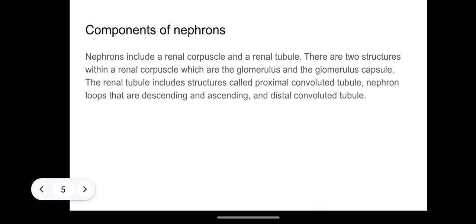Alright, components of nephrons. Nephrons include a renal corpuscle and a renal tubule. There are two structures within the renal corpuscle. These are the glomerulus and the glomerular capsule. Now, the renal tubule includes structures called the proximal convoluted tubule and nephron loops that are descending and ascending, and the distal convoluted tubule.